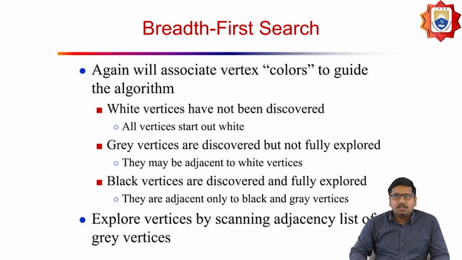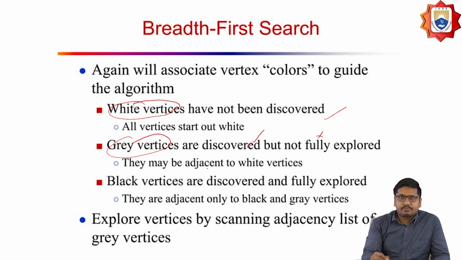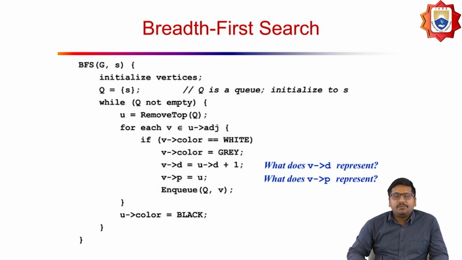Breadth first search uses colors to guide the algorithm. White vertices are not discovered at all. Gray color vertices are discovered but not fully explored, and black color vertices are discovered and fully explored. So there are three types of colors that I'm going to apply. This is BFS, breadth first search.